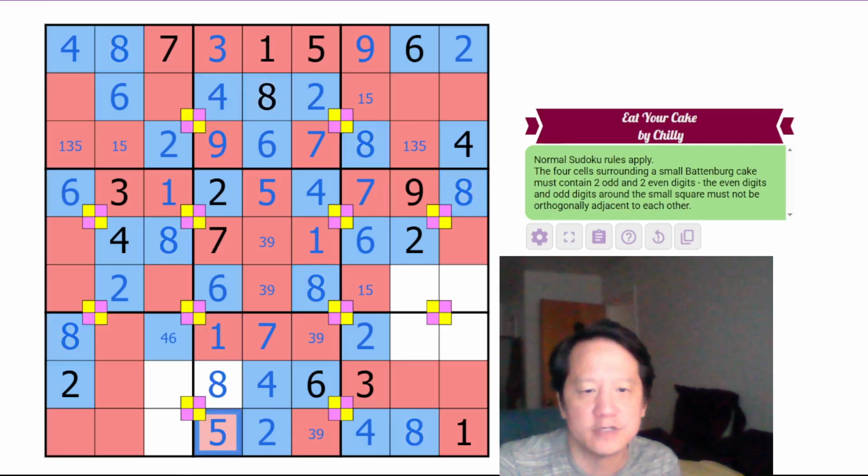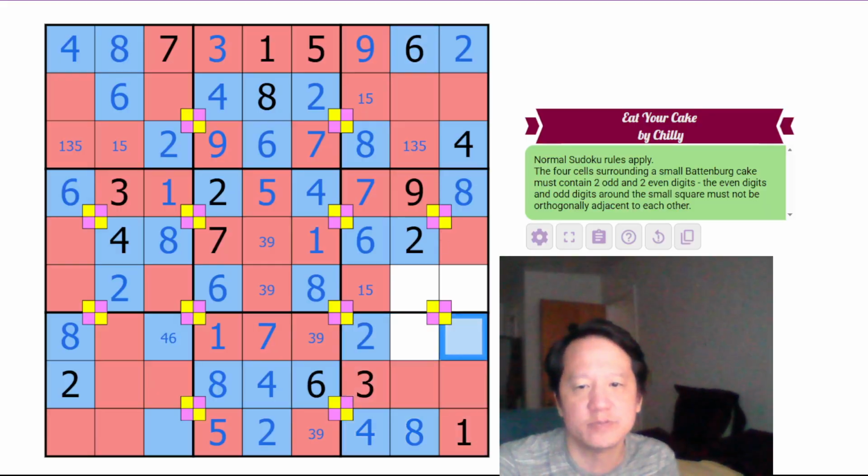So this is odd, which cannot be next to another odd. So these are even, which makes this odd. And we need a 6 as the last even in this lower right-hand box. Cannot be here because of 6 in the column, so 6 has to be here. That means this can't be 6. This is 4. That's 6.